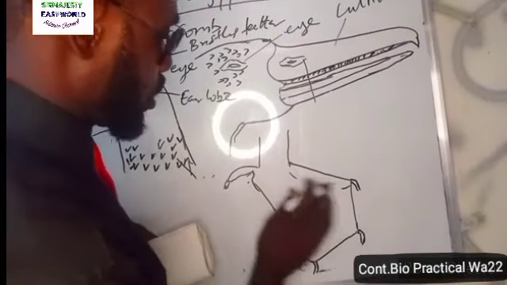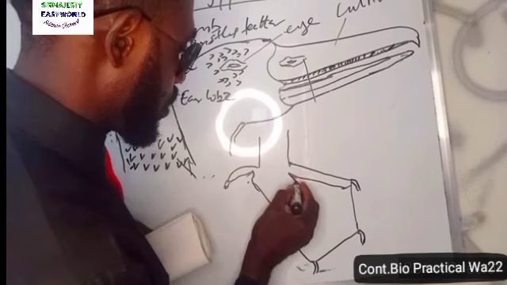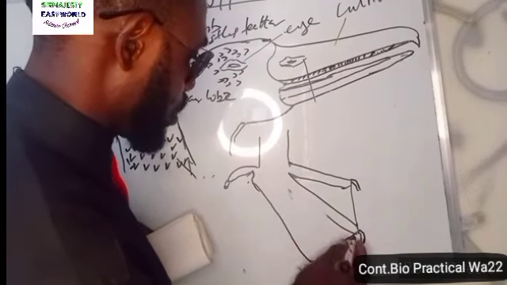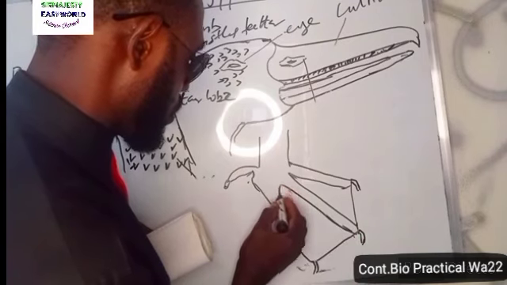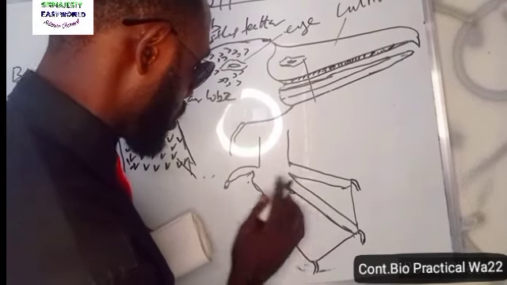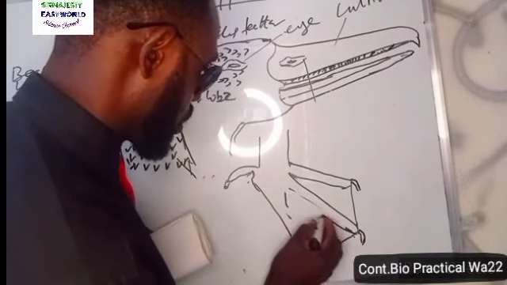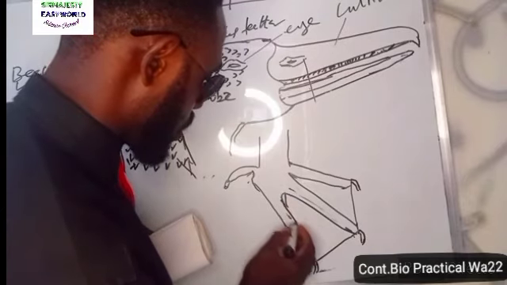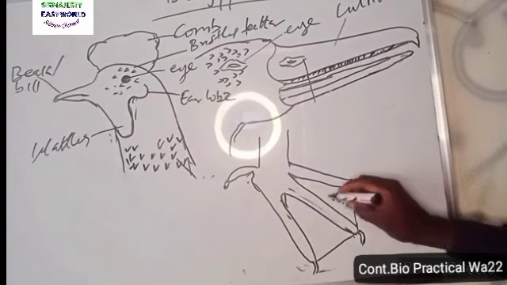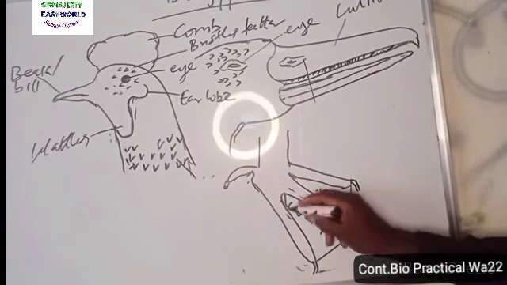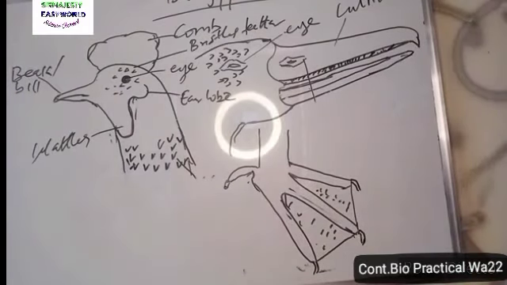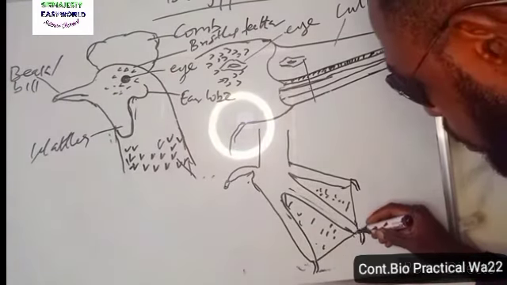Let me stand well. This one is supposed to be bigger. So if this is done, your job is already done. You can put some things here. Remember, no shading. This is the major thing that will give you mark. These webs must be shown.